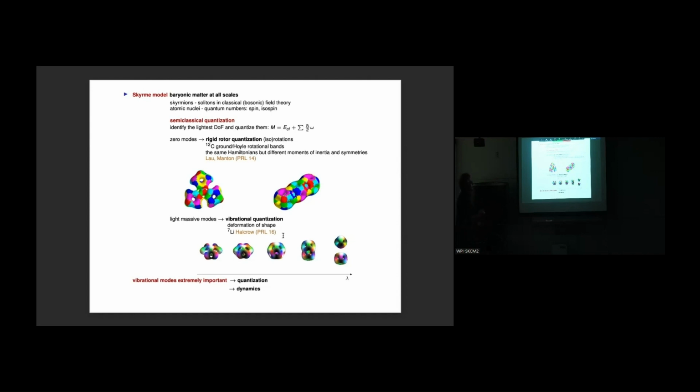So this rigid rotor quantization is quite good, but it's not good enough to really describe atomic nuclei. You have to include not only these zero modes, okay, because if you rotate this solution, the energy doesn't change. This is a zero mode. This is a mode which doesn't change the energy. But there are also non-zero modes which cost some energy to be excited, okay? And these are vibrational modes. And here is one possible vibrational mode, for the charge 7 skyrmion, which is the lithium-7 atomic nucleus, okay? And this mode goes like that.